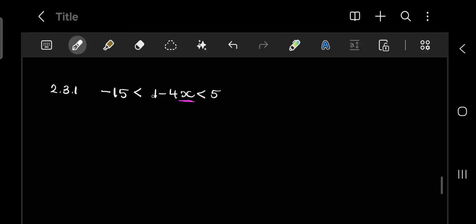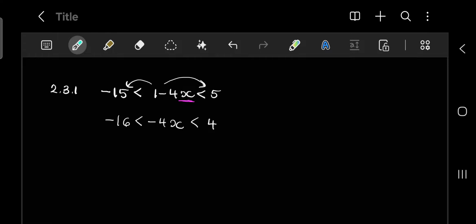So the first thing we're going to try to eliminate is this 1. And we're going to take that 1 over to both sides. When it goes over, it is going to change its sign, so it becomes a negative 1. Now on the left-hand side, we have minus 15 minus 1, which gives us negative 16. In the center, if we subtract 1, we are now left with negative 4x. And on the right-hand side, 5 minus 1 gives you 4.